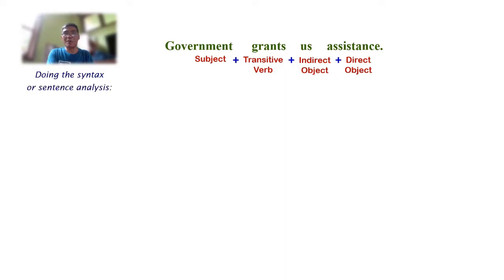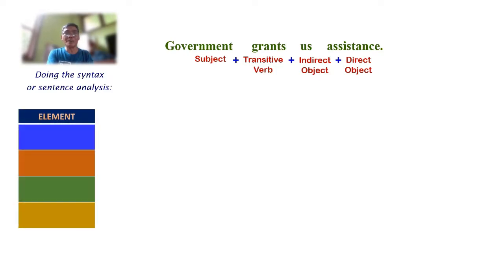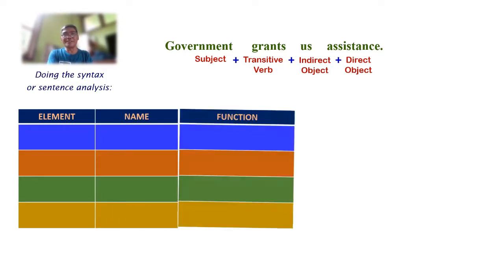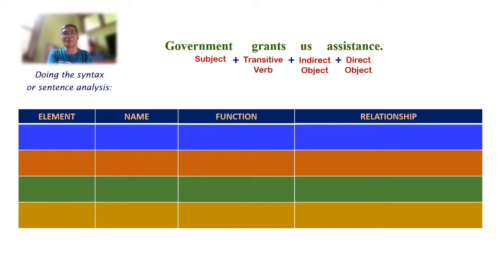Here is the given sentence. Government grants us assistance. This sentence follows the pattern subject plus transitive verb plus indirect object plus direct object. As usual, we are going to use a table with 4 columns in analyzing a sentence. The first column is for the elements or words of the given sentence. The second column is for the word's name or classification. The semi-last column is for the word's function. And the last column is for the word's relationship to other words in the sentence.